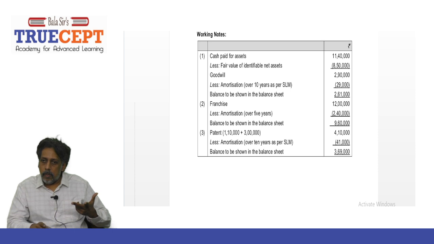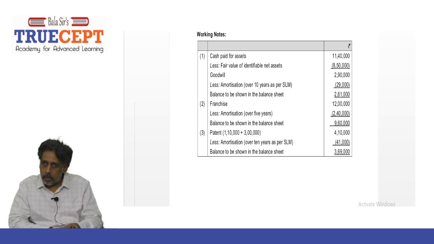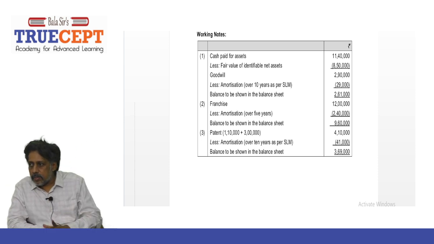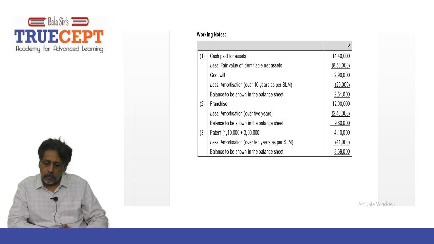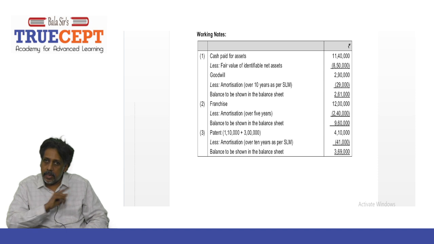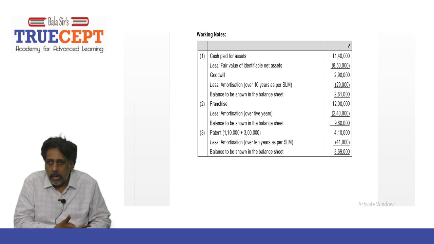Got it. 12 lakh is the lump sum amount you had to pay to the government to get the franchise, and that minus 2,40,000. How is that 2,40,000? 12 lakh by 5 years life. So 9,60,000 is the WDV of this intangible asset. Next is the patent, 1,10,000 plus 3 lakh, 4,10,000, minus 41,000, that is 4,10,000 by 10 years life for this patent, right? Yes, sir. So 3,69,000 is the WDV of this intangible asset.